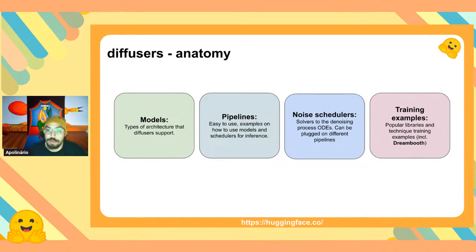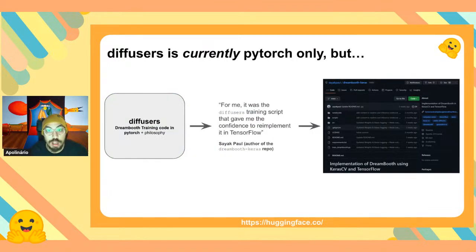So for popular libraries and training techniques, for example, Dreambooth, we have training examples that follow these principles and structures that I mentioned before. So yeah, as I mentioned, diffusers is currently PyTorch only, but for the relevance of diffusers for this talk and for this sprint that we're going through, even though it's not going to be using diffusers as it is, because we are going to focus on Keras.